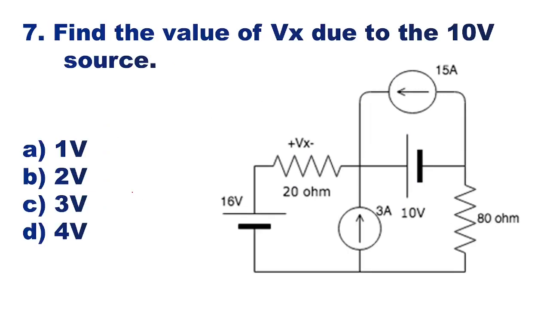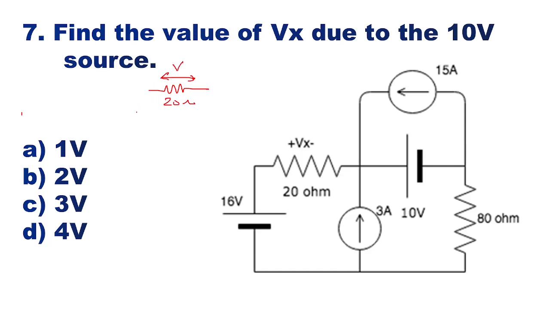Then we'll go to the next question, question number 7. Find the value of Vx due to the 10 volt source. Now if you want to consider only the 10 volt source, then the circuit will be reduced so much. Here you can see the circuit. So we'll have the resistance of 20 ohms here, and we have to find out the voltage across the resistance.